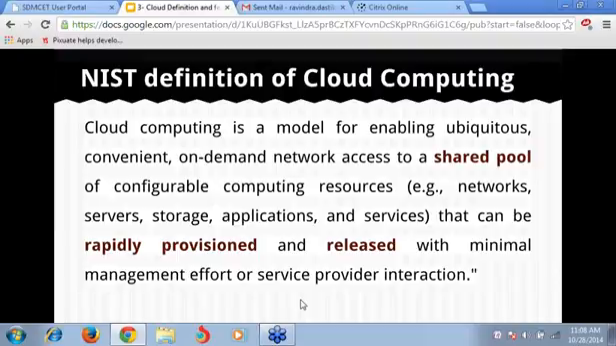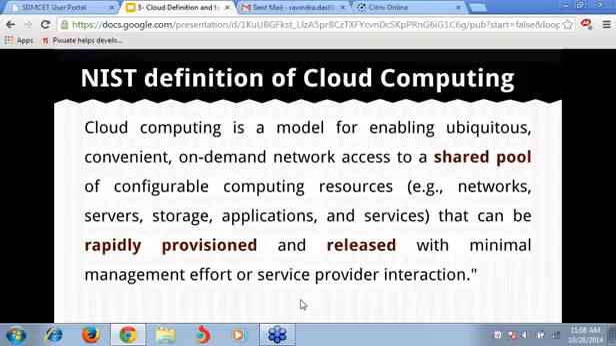Similarly, in cloud computing, you can start using resources as and when needed, in the quantities of your choice. This is called provisioning. And released with minimal management. What it actually means is, suppose you avail 20 GB of hard disk and suppose you think that your job is done, you don't need it any further, you can return it back, and this process is called releasing.